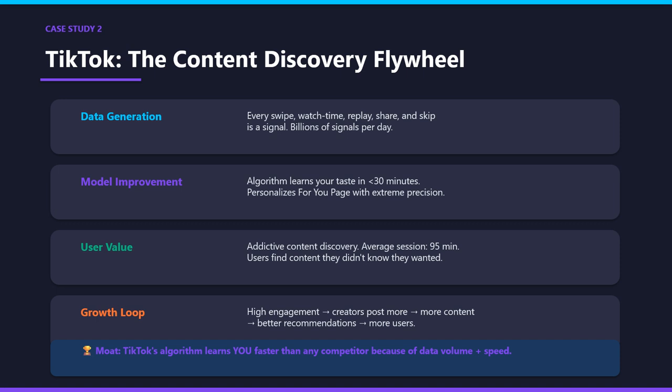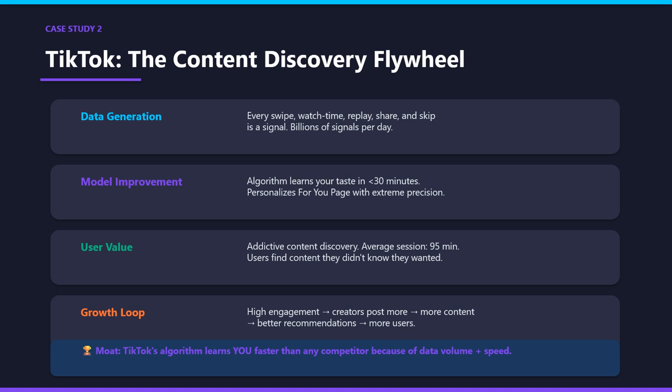And coming to growth loop, high engagement means creators post more content because they get views. More content means better recommendations are possible, and better recommendations means more users will join. More users means ultimately more signals. So the flywheel spins faster and faster.